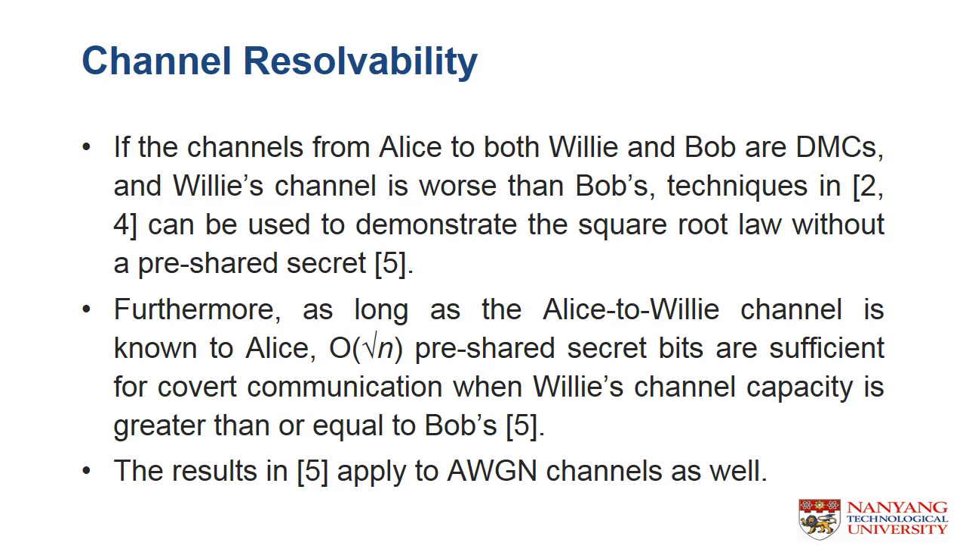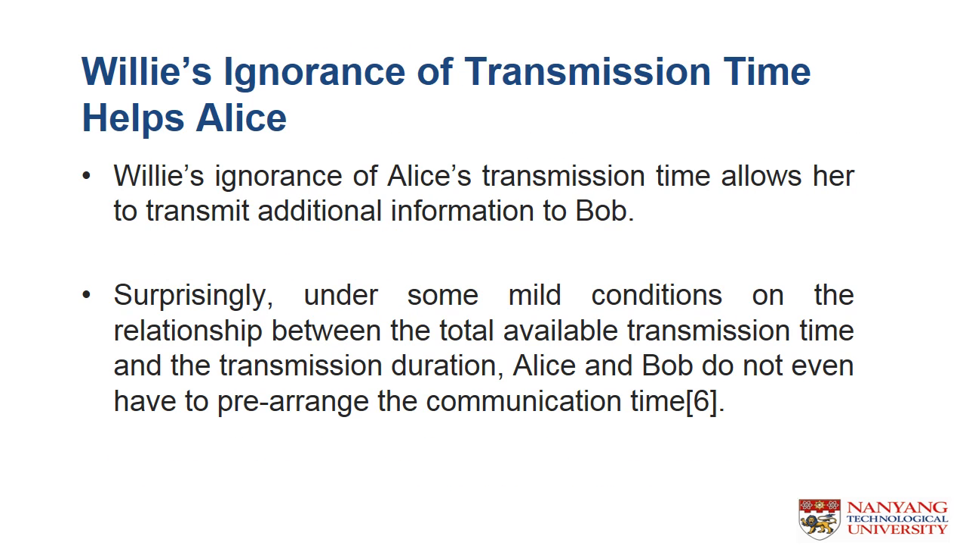If the channels from Alice to both Willie and Bob are DMCs, and Willie's channel is worse than Bob's, techniques in [2] and [4] can be used to demonstrate the square root law without a precise secret. Furthermore, as long as Alice to Willie's channel is known to Alice, O(square root of n) precise secret bits are sufficient for covert communication when Willie's channel capacity is greater than or equal to Bob's. The results in [5] apply to AWGN channels as well.